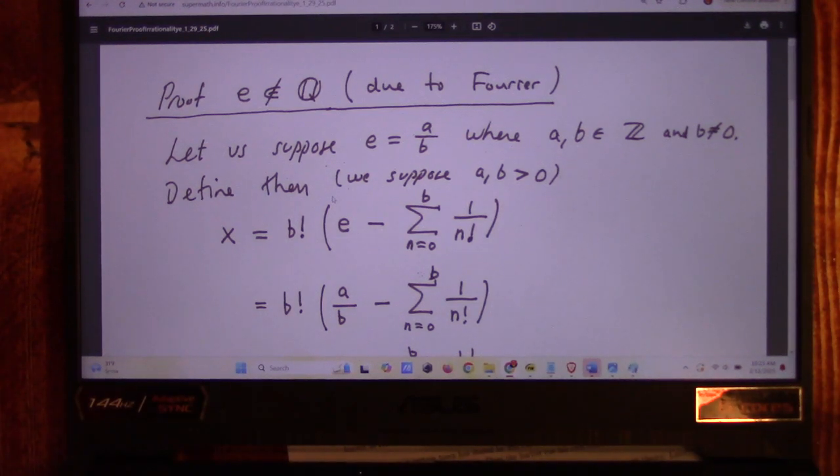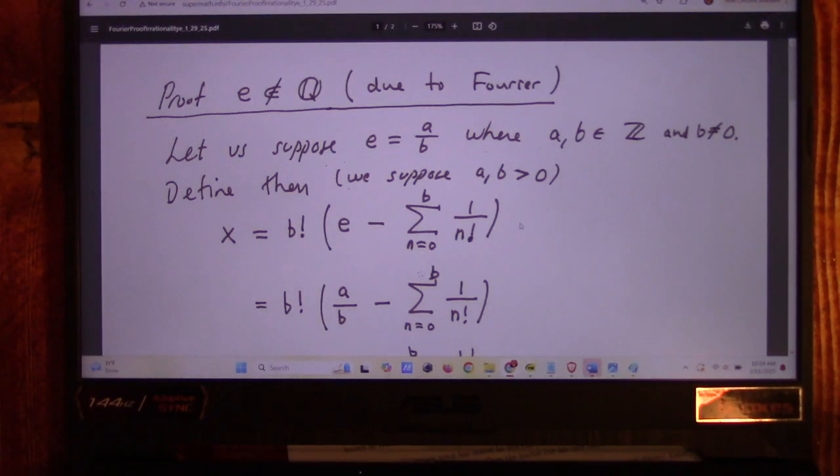It was the proof I was conjecturing might be possible the other day in our class, but here it is. So suppose e is rational. In other words, it's a over b, where a and b are integers and b is non-zero. Then the genius step here is to define this x, which is defined by b factorial times e minus this partial sum of the exponential function.